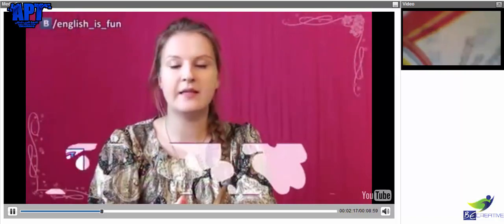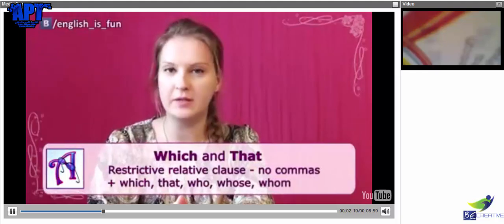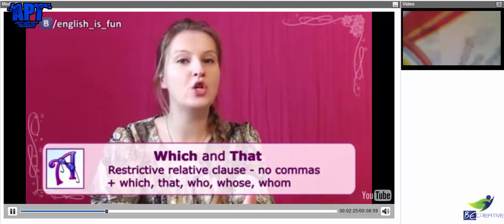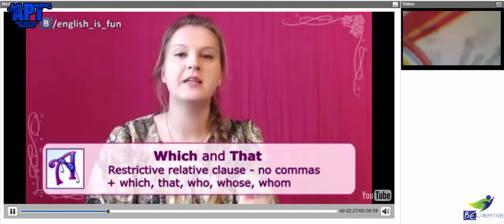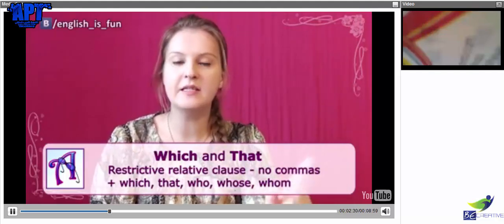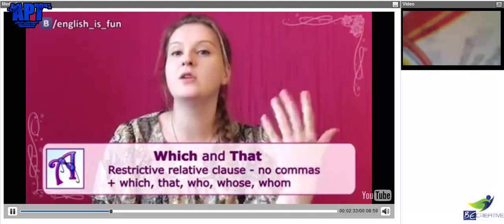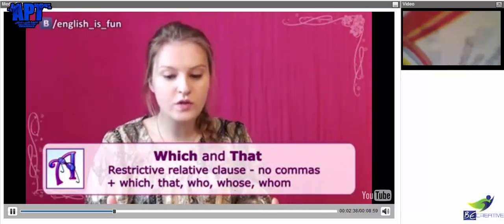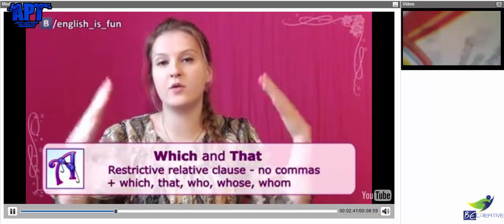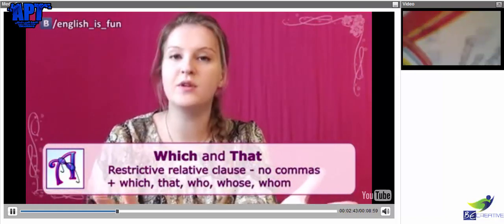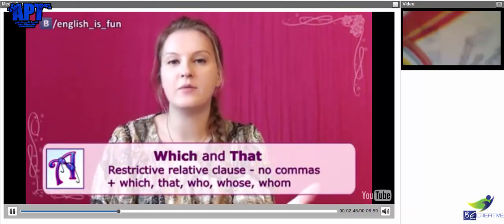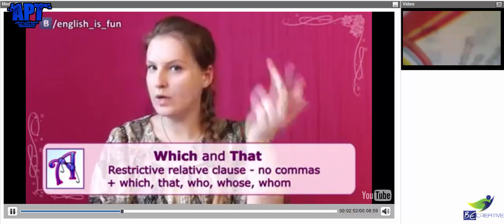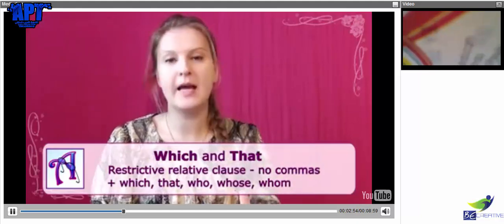Really? Notice that in these sentences we do not need commas. So as for punctuation, you should be very careful here. No commas. Notice that. Well, in addition, in this type of sentences, you can use which or that. By the way, you can also use whose, who, or whom. So the relative pronouns which you can use in this type of sentences are the following: that, which, who, whose, and whom.